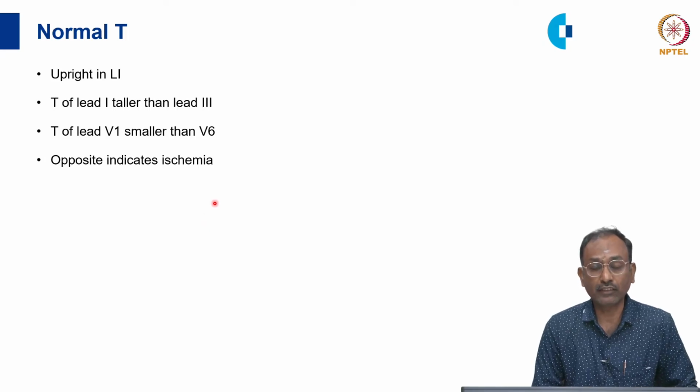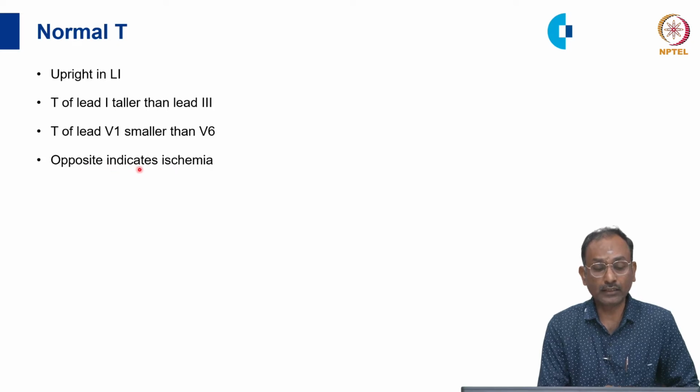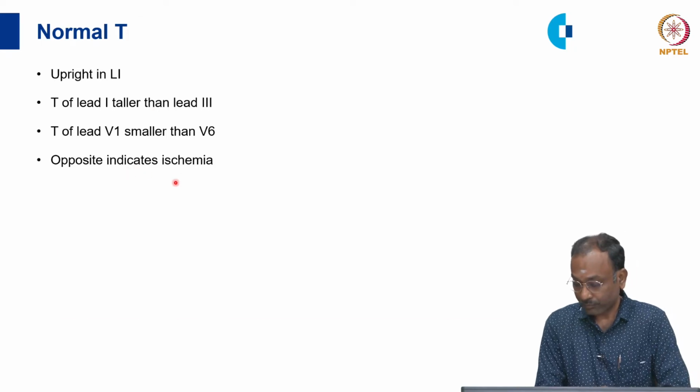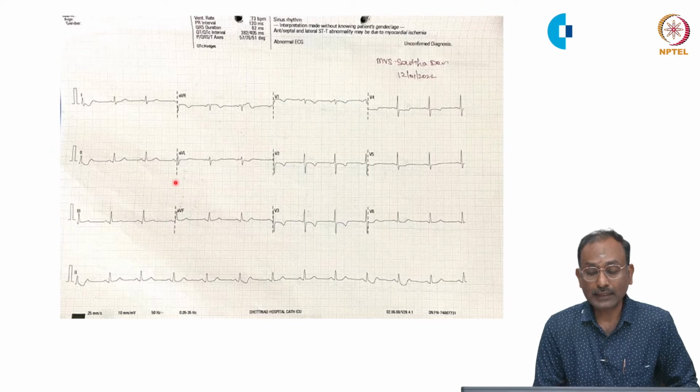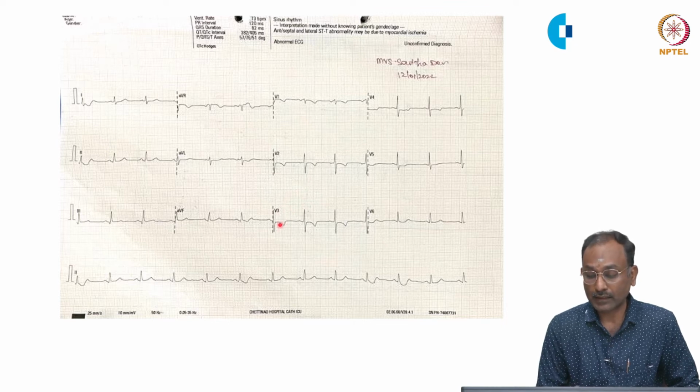Coming to the first ECG finding, the T-inversion, we should know what a normal T wave is. A normal T wave is characterized by an upright T in lead 1, and the T of lead 1 is taller than the T in lead 3. The T of lead V1 is smaller than the T wave in V6, and if the T in V6 is smaller than the T in V1, it indicates ischemia. This is a classical example of a T-inversion in a patient, and you can see there is a T-inversion from V1 to V3, and this indicates a subendocardial ischemia.